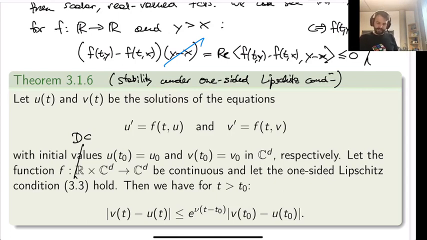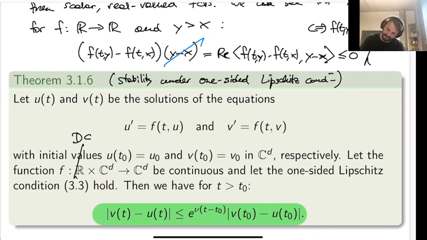Then under that one-sided Lipschitz condition 3.3, we have for t bigger than t_0 that the modulus of v at time t minus u at time t is less than or equal to e^(ν(t − t_0)) times the modulus of v(t_0) − u(t_0). So you see that the nice thing now is that in our monotonic case, if we're in the monotonic case, then ν is 0, so this would be simply 1.